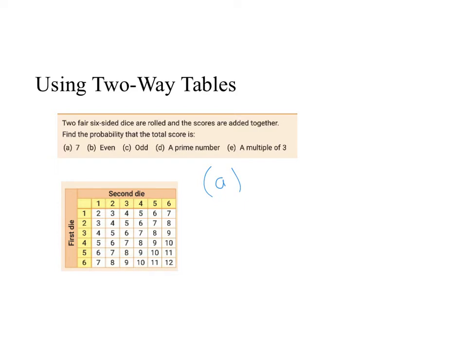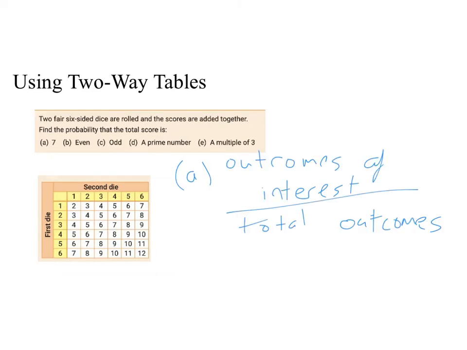If we want to find the probability of anything happening, it's going to be the outcomes we're interested in divided by the total number of outcomes. So for part A, the outcomes we're interested in are the ones that have a 7 on them. So we can see 7 here, a little bit different color. If we count all of them up, there's 1, 2, 3, 4, 5, 6. There's 6 different places that we see 7 there. Out of a total of 36 outcomes.